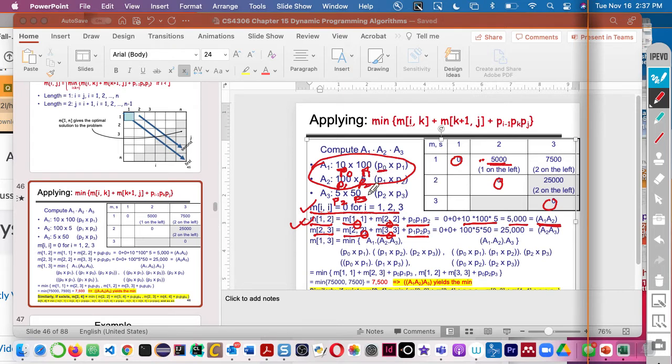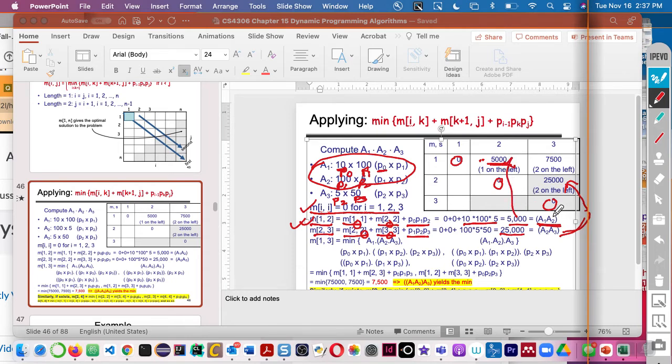100 times 5 times 50. So this is 25,000. This value will go to M23. This is 25,000. This value is over here, and this value is going here.